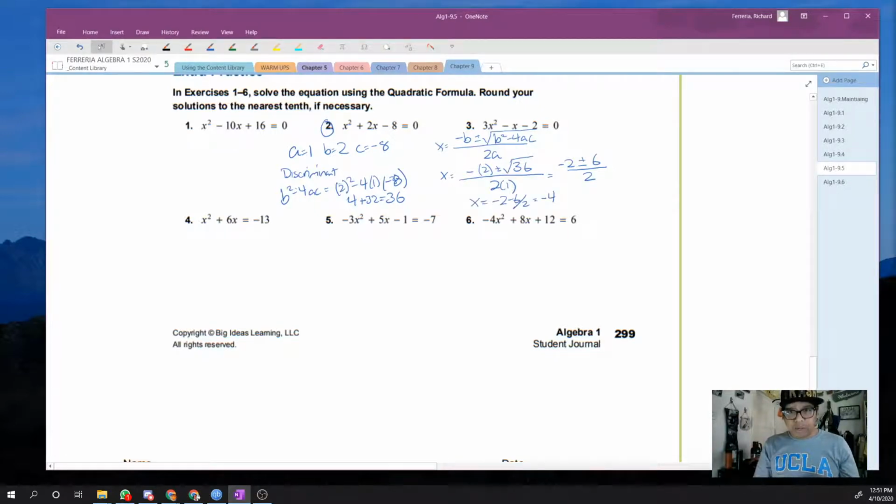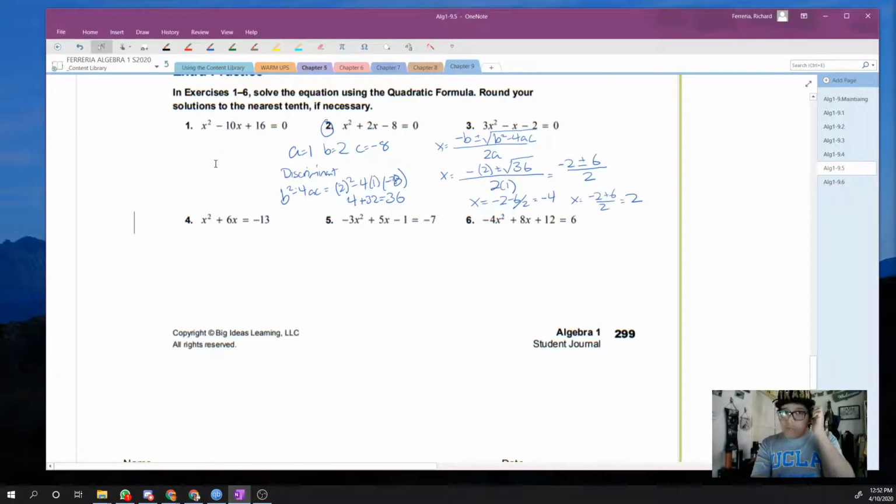First solution, x equals negative 2 minus 6 over 2. Negative 2 minus 6 is negative 8. Negative 8 divided by 2 is negative 4. And then the second solution, negative 2 plus 6 over 2, which is just equal to 2. And you're done.